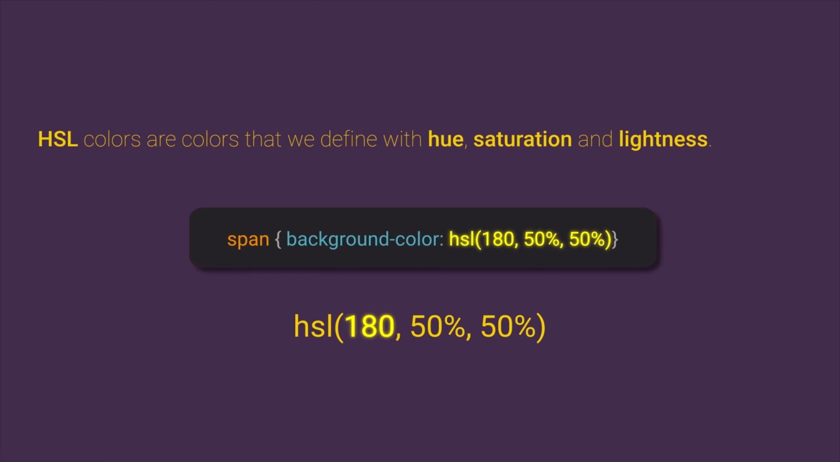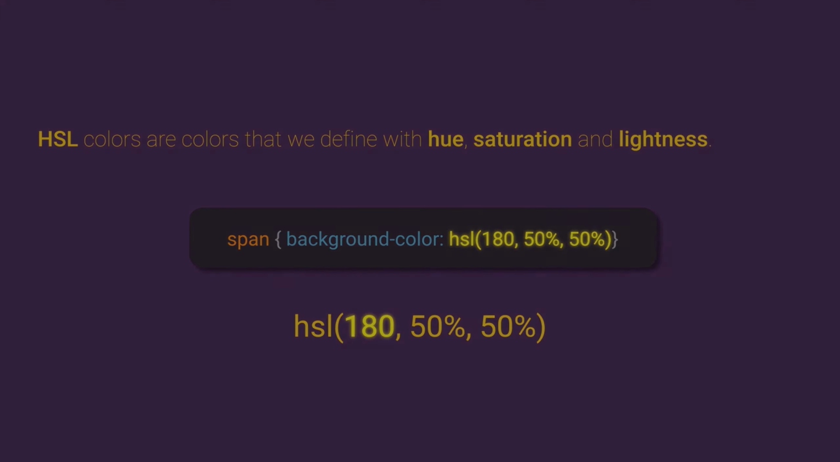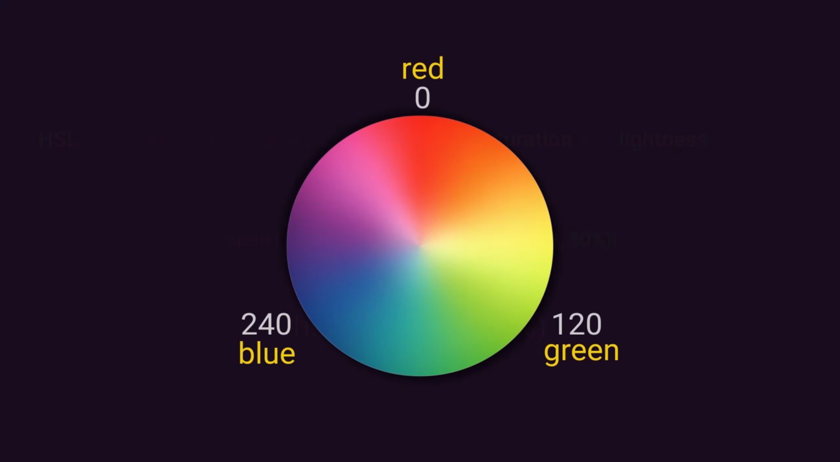So this value is one of available values from hue wheel of colors. So as you can see on hue wheel of colors, red color represents 0, green color represents 120, and blue color represents 240. So if you want to choose any other color, you will use value that is specific for that color on this hue wheel of colors.